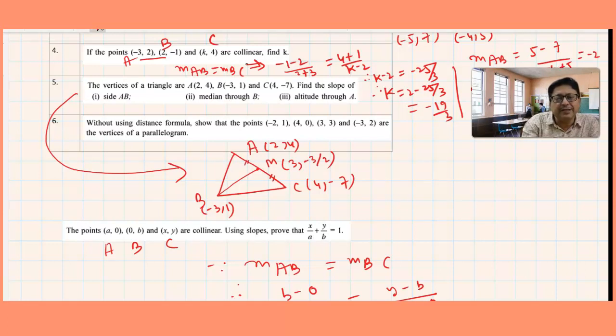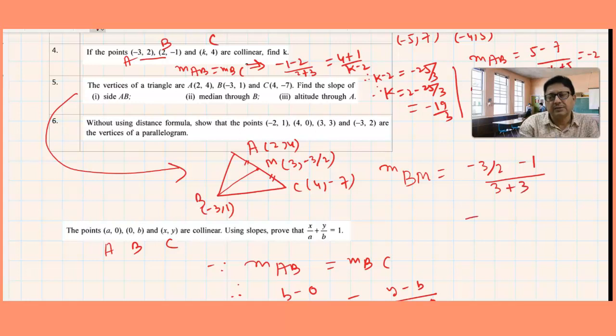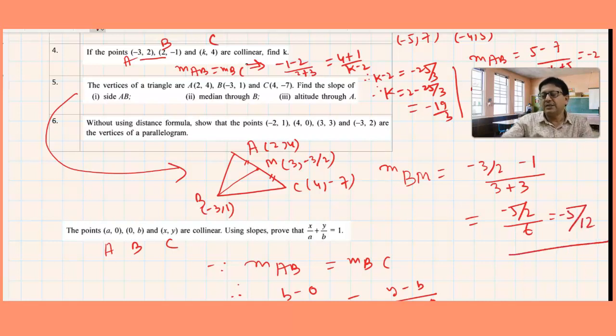Now slope of BM you need to find. Median means it will divide this in two parts. That's why we found the midpoint. Now slope of BM you need to find. This is y2 minus y1 over x2 minus x1. Any one can be x1, y1, any one x2, y2, it doesn't matter. So this will be minus 5 by 2 by 6. Answer is minus 5 by 12. Alright.